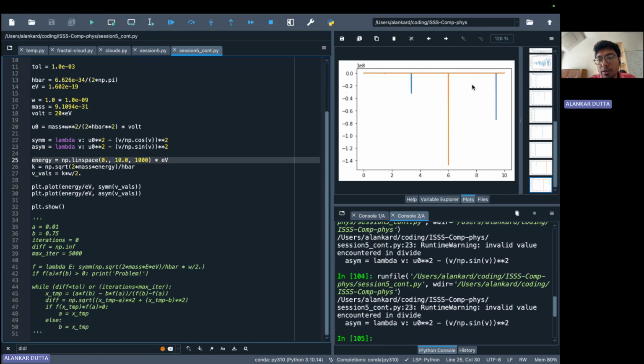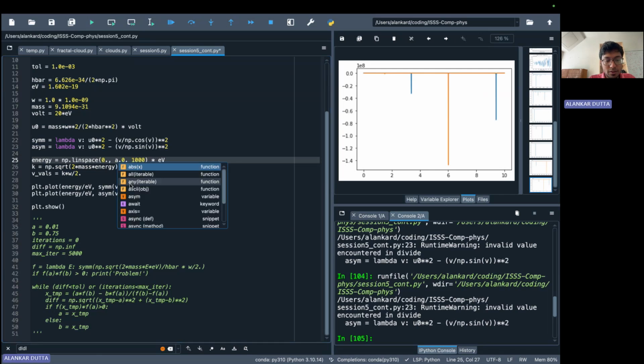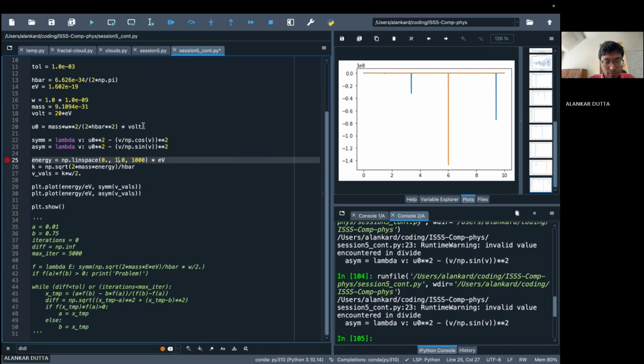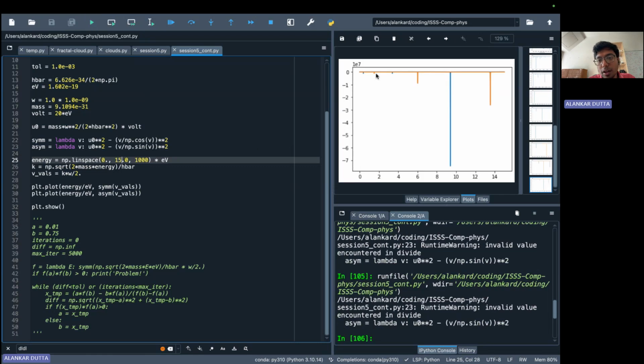You see there are multiple dips in here with 10 electron volts, and there are also multiple dips in here. So then let's go to 20 or 15, where you can see even more dips. Yeah, you see there are 1, 2, 3, 4, 5, 6 dips till this, and these are the first 6 energy levels that we are going to find out.